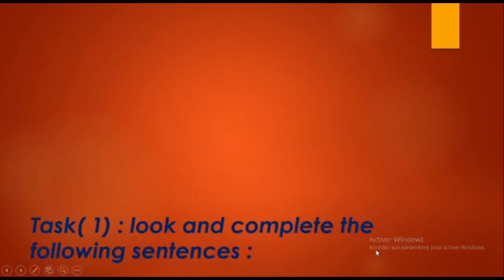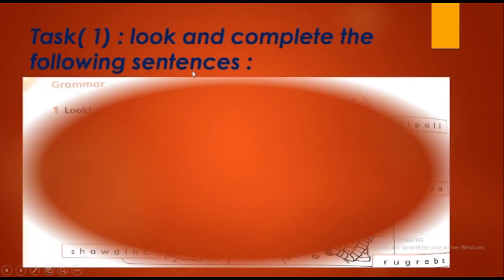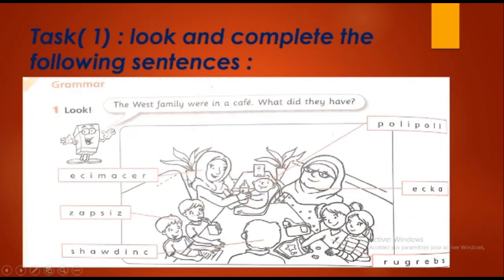Okay, here we have a task. It's the time of practice. Please look here, task number 1. Look and complete the following sentence. Look at the picture. Please open your workbook, page number 64. Look at this picture. The West family were in a cafe. What did they have? The question is, what did they have? Here we have 1, 2, 3, 4, 5, 6, 7, 8 persons in the picture.